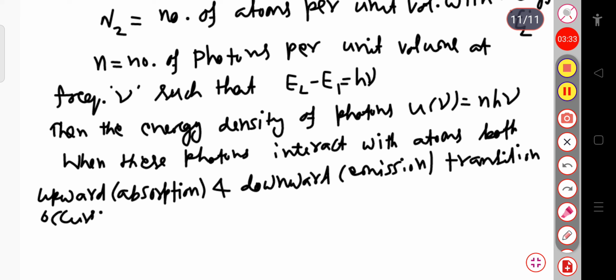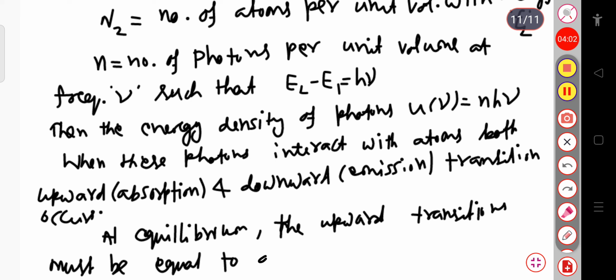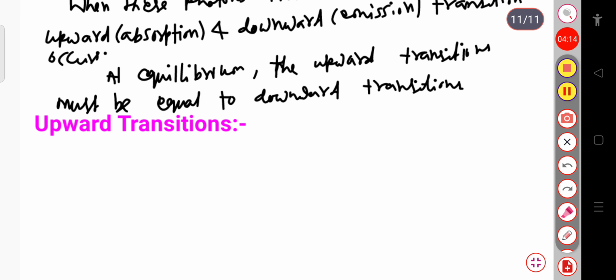So at equilibrium, the upward transitions must be equal to the downward transitions. Now we will discuss first the upward transitions.